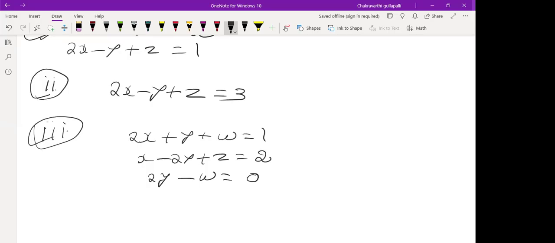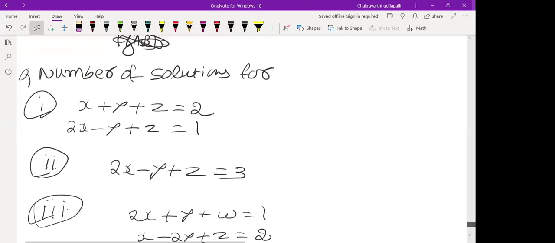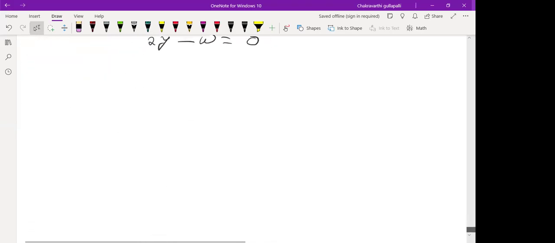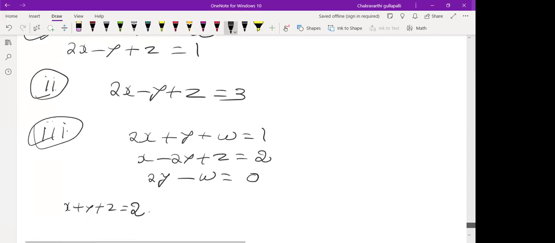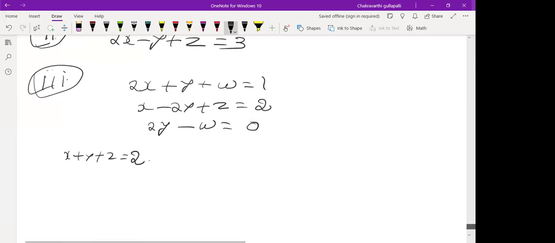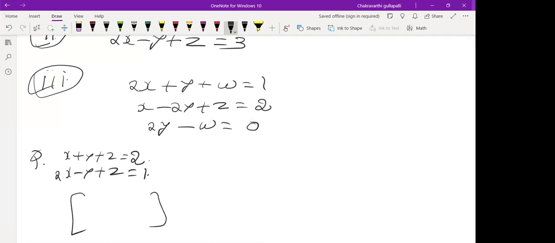x plus y plus z. I will just show you the methodology, then we'll go for previous papers' questions. First question: x plus y plus z is 2, 2x minus y plus z is equal to 1. Now, let us write this in the matrix equation form.